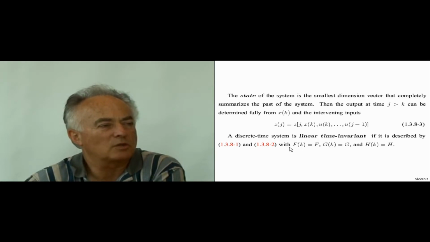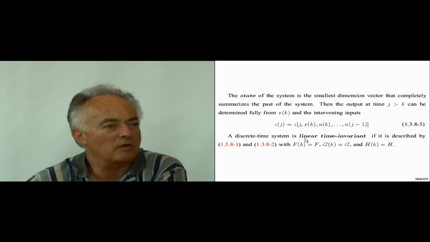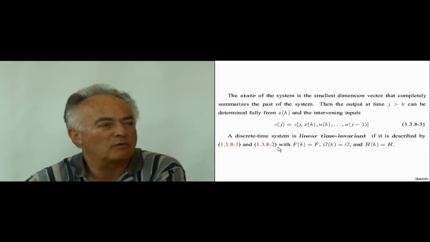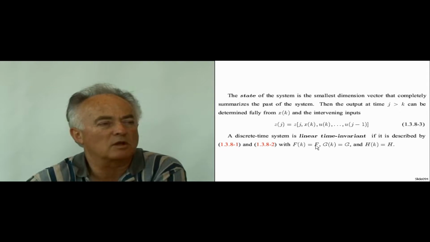Now, a discrete time system is linear and time invariant if it is described by the equations we've just seen, but F_k is a constant F, and similarly G_k is a G, and H_k is H.